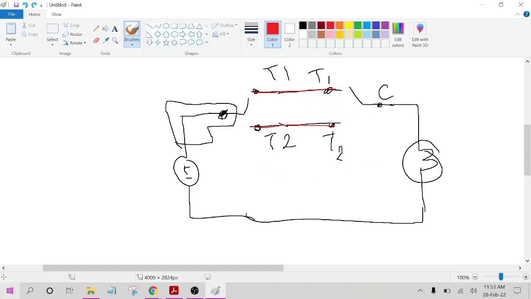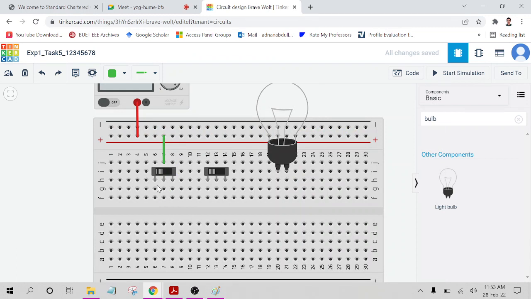Okay. So let's do this in Tinkercad. This is terminal 1, right? Take a wire from terminal 1 of the first switch and connect it to terminal 1 of the second switch. Sir, can you explain it again?